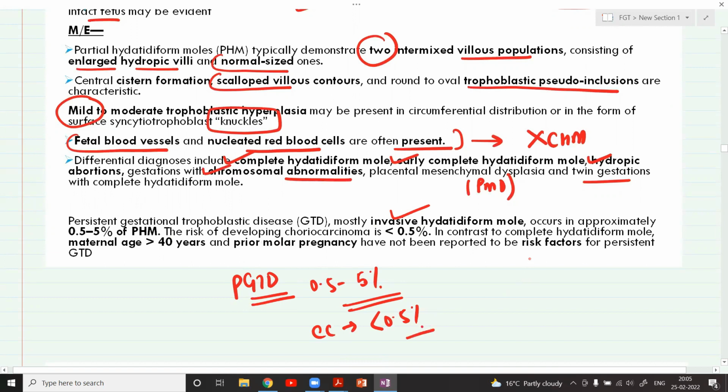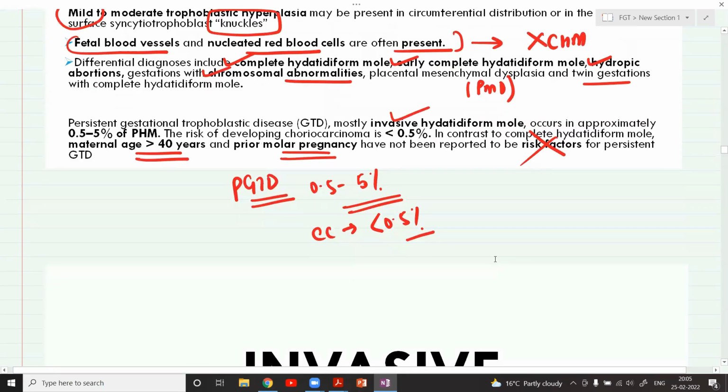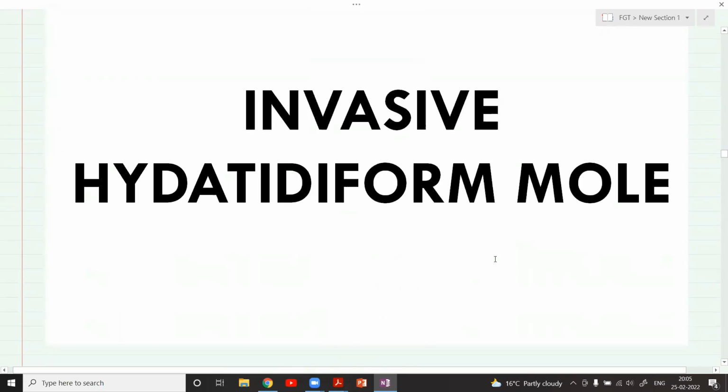In contrast to the complete mole, maternal age more than 40 years and prior molar pregnancy have not been reported to be risk factors in persistent GTD. So always remember, in complete mole, if you have a prior complete H mole, you will have an excessive risk in a subsequent pregnancy. But if you have a prior partial mole, the risk in the subsequent pregnancy will not be increased. Similarly, with increasing age the risk of complete mole increases, but there is no such indication in partial mole. Now we will see the invasive hydatidiform mole.